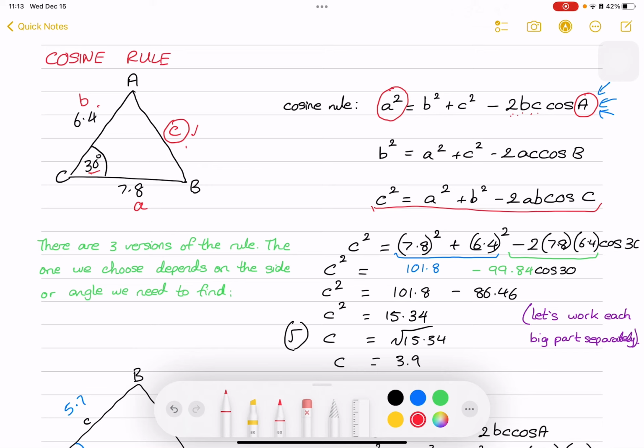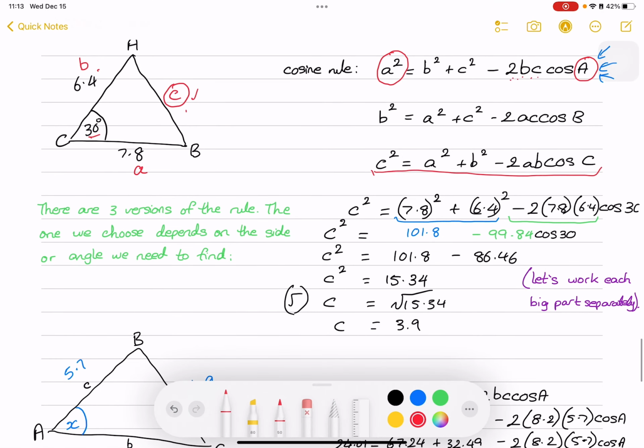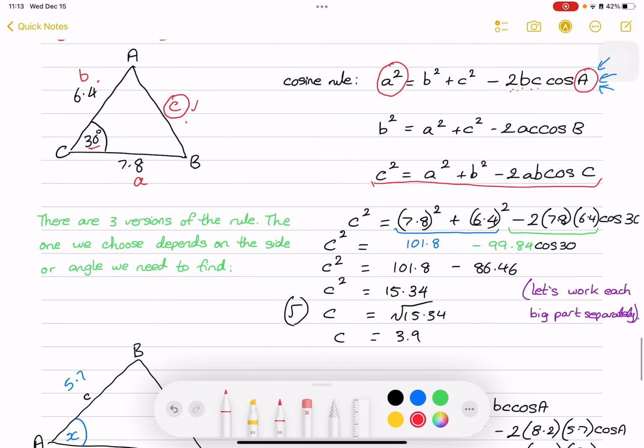Alright, so we write down our formula and we start substituting as usual. So a is 7.8, so we put that there. b is 6.4, we put that there. And then we have to minus 2 multiplied by a again, so we put 7.8. Multiplied by b, which is 6.4, and finally we have to cos the angle at C, which is cos 30. We have put all the information.